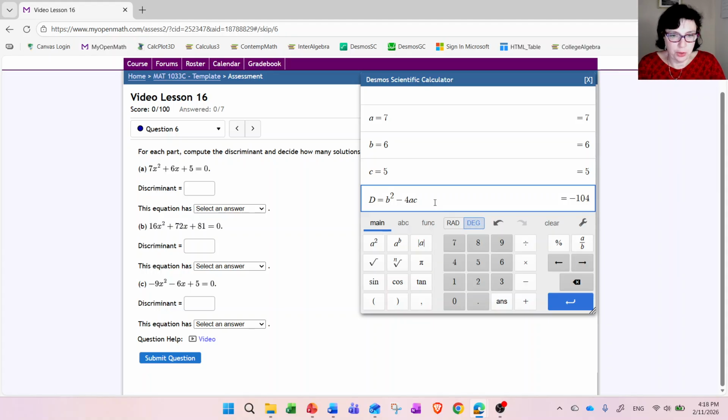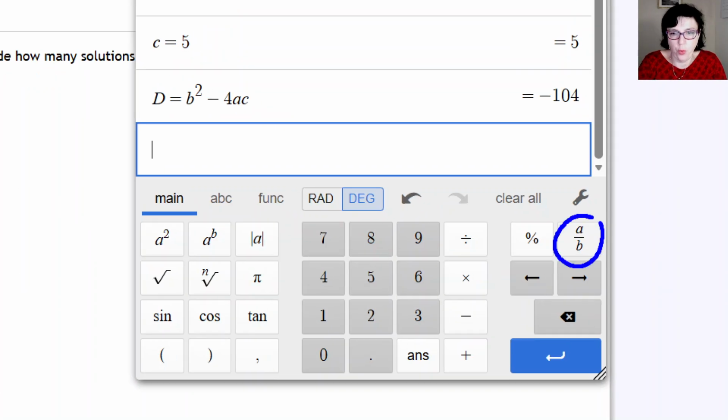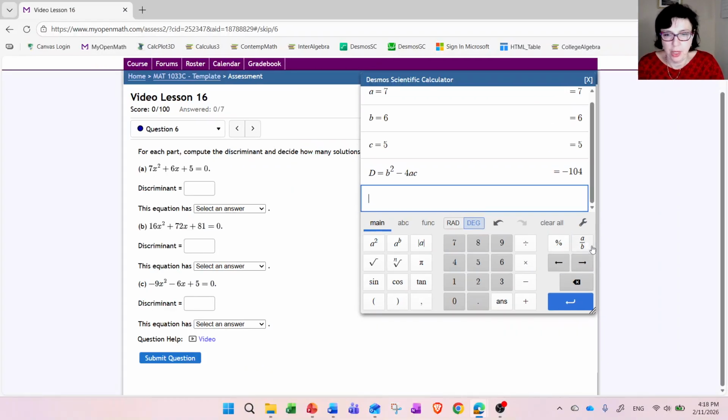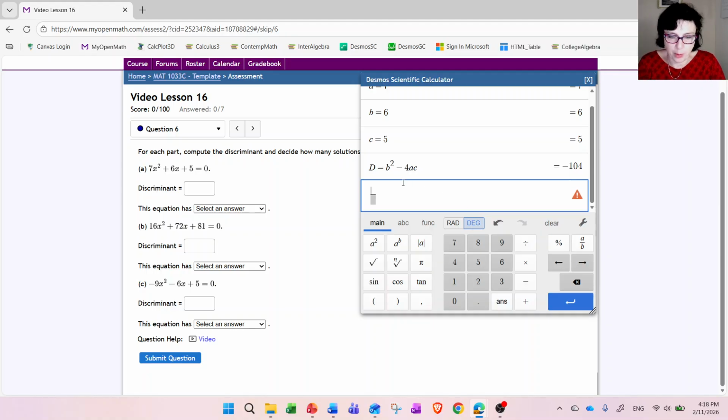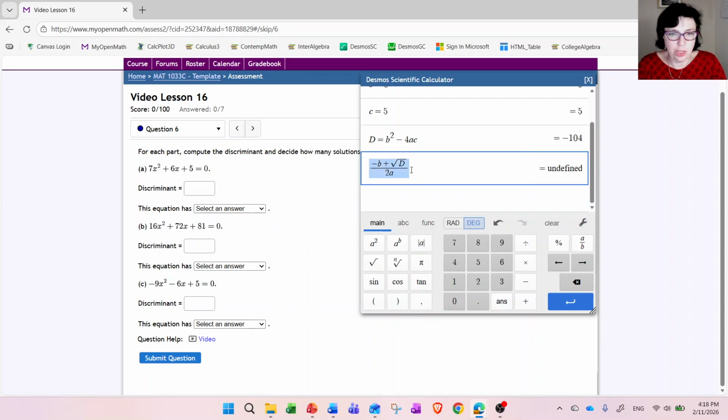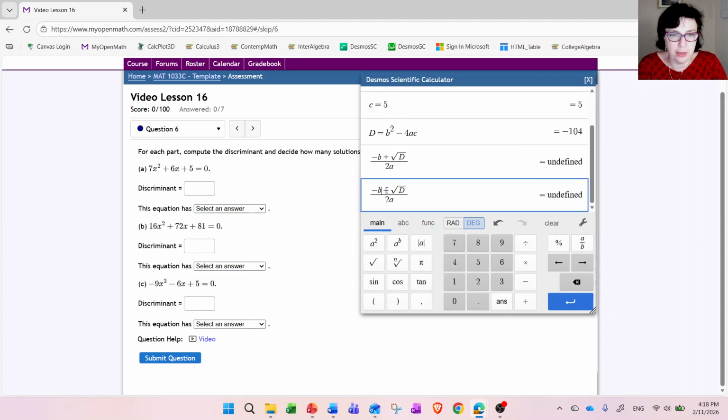Next, we're going to get the solutions. There are two of them. The first one, first of all, you have to click on the fraction. I would always make the fraction first. Put the fraction on the top, we put minus b plus square root d, and then divide that by 2a. Okay, that's your first solution. Then press enter. The second solution is going to be exactly the same, so I'm just copying and pasting it, and then I just put minus.